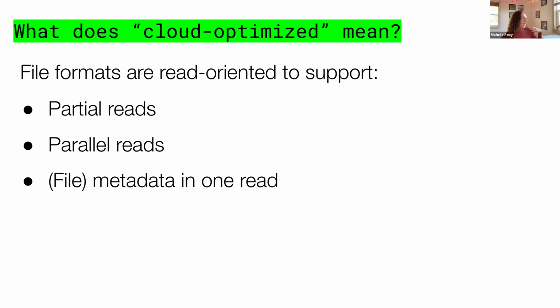And then parallel reads, we talked about that earlier, with multiple things happening at the same time. And then the file metadata in one read. So that concept of a small file that describes all the data, so that we know where to go within a file format to get the information that we want.